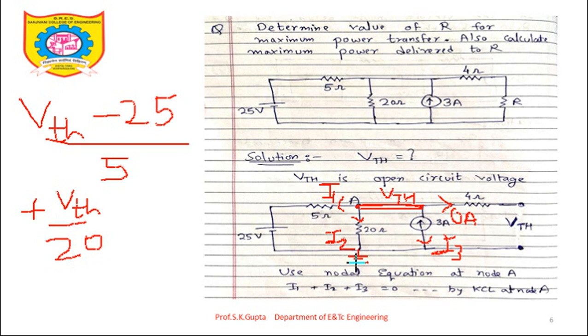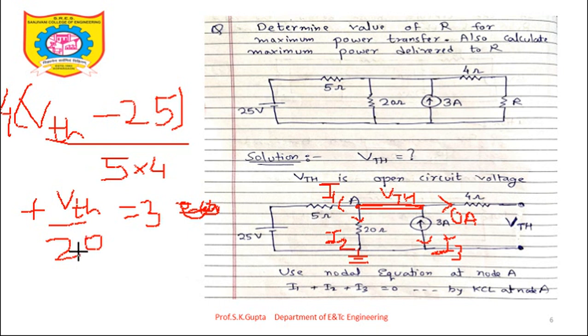VTH minus 0 divided by resistance is how much? 20 ohm, plus I3, but I3 and this 3 ampere current are in opposite direction, so this will be minus I3 equal to 0. Sum of leaving current equal to 0. This minus 3 will go to that side, so it becomes equal to 3. Now adjust the denominator, so multiply by 4, here also multiply by 4, here also you should multiply it by 4.